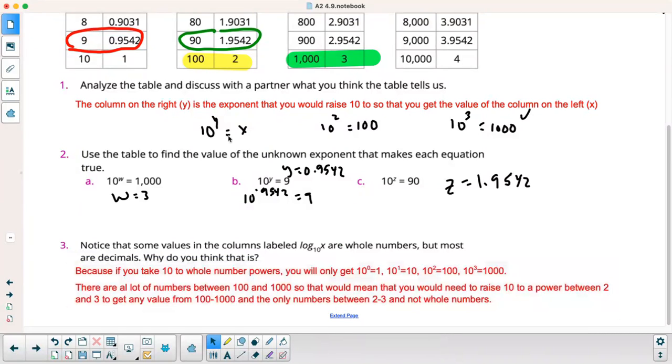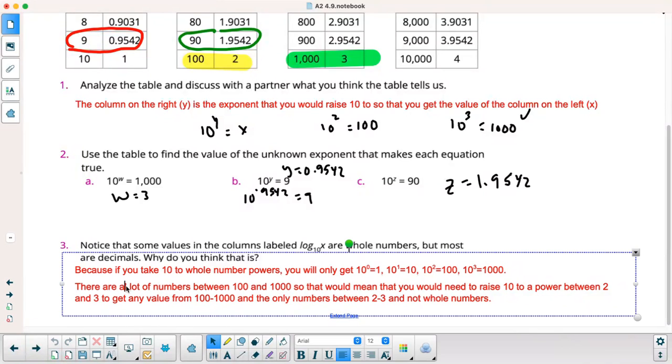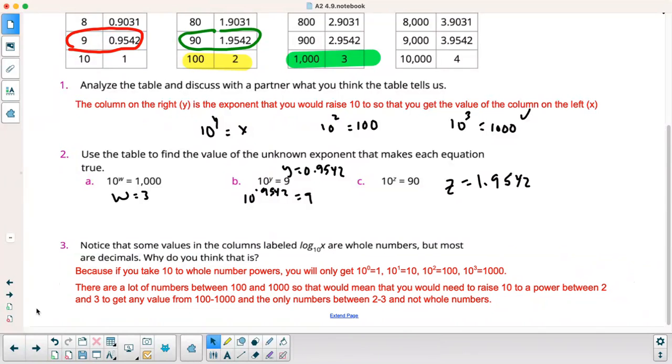So the reason is because if you take 10 to whole number powers, there's only so many numbers you can get, like 10 to the 0 would be 1. 10 to the first is 10. 10 to the second is 100. 10 to the third is 1,000. So there are a lot of numbers between 100 and 1,000. So that would mean that you need to raise 10 to a power between 2 and 3 to get any value from 100 to 1,000. And obviously the only numbers between 2 and 3 are not whole numbers, okay?